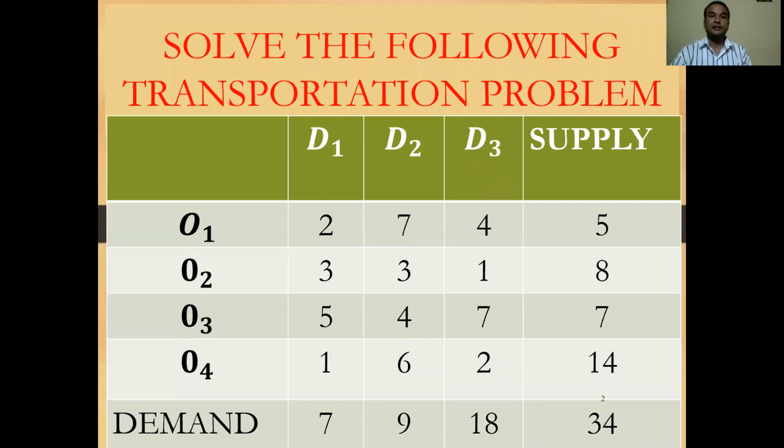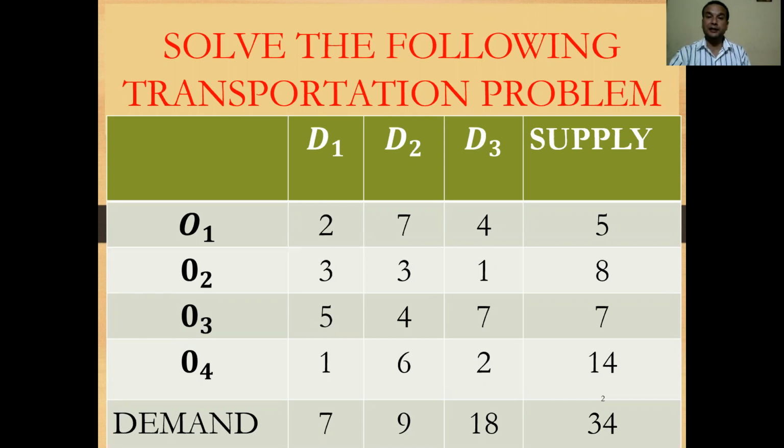So this is the problem, and our question is: solve the following transportation problem. Since the question is to solve the following transportation problem, we should understand whether it is optimal or not. We will verify optimality again, and if the solution is not optimal, then we find an optimal solution, and that will complete the solution procedure of the transportation problem. So this is the question.